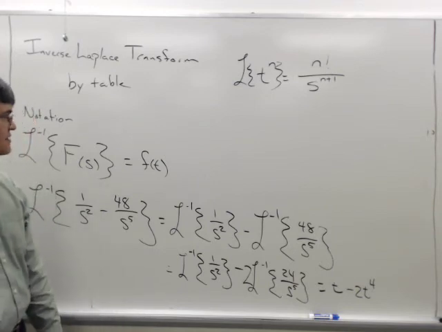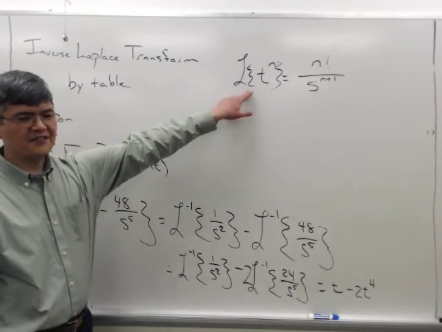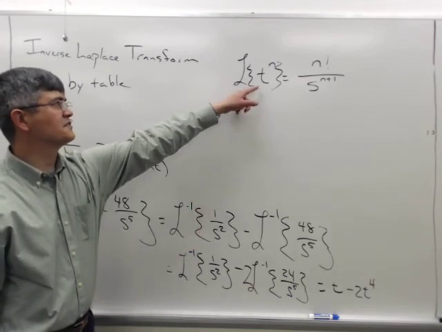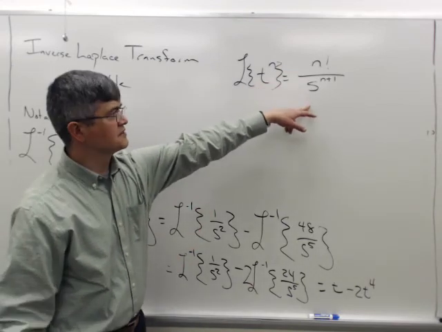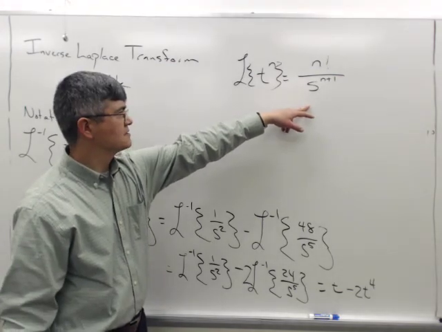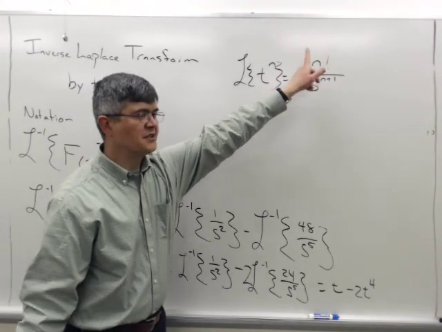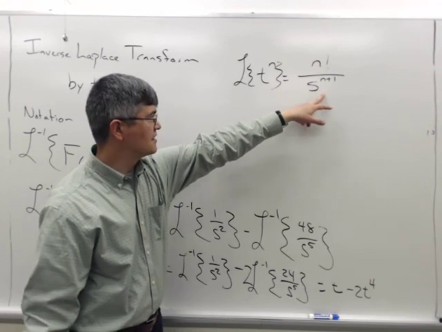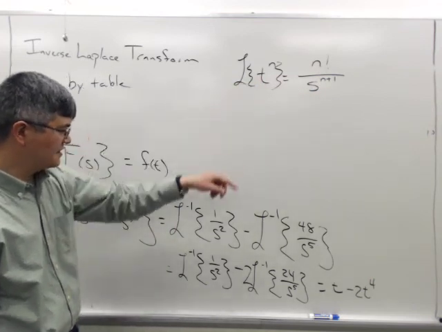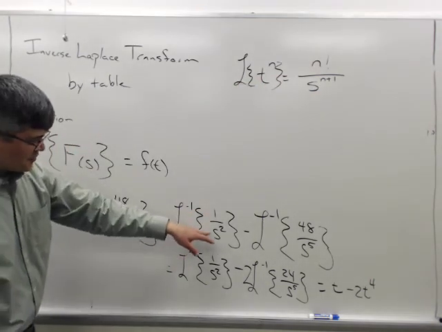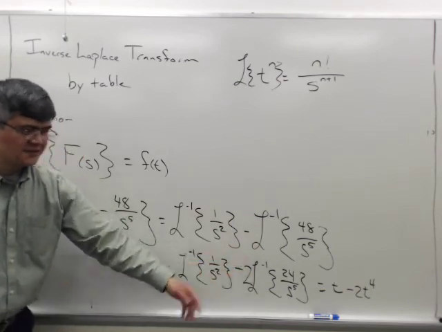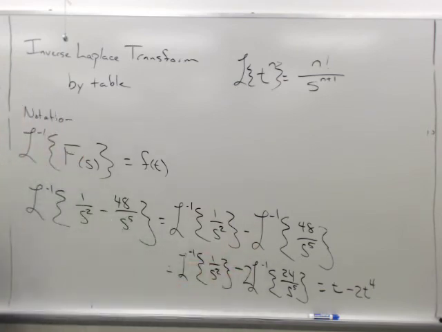Okay, let me pause there. Does that make sense? If I have this in my table, I know that the Laplace transform of t to the n is n factorial over s to the n plus 1. Which means that the inverse Laplace transform of n factorial over s to the n plus 1 is t to the n. You would apply it to each one of these terms individually and come out with the inverse Laplace transform. Okay, does that make sense?